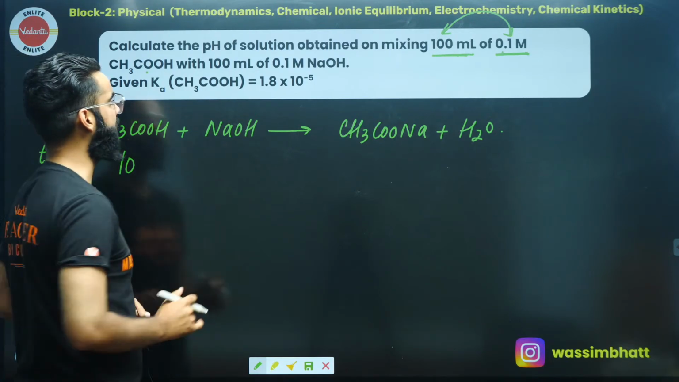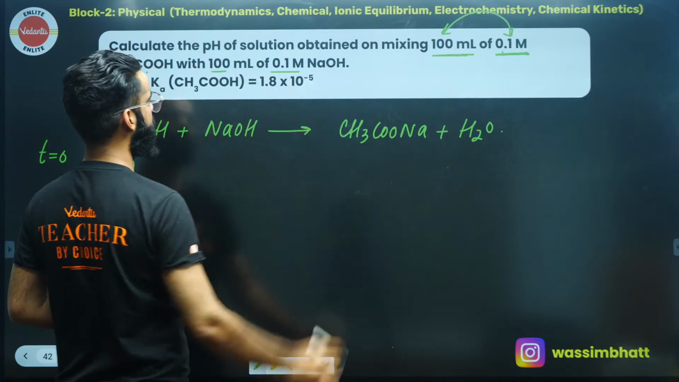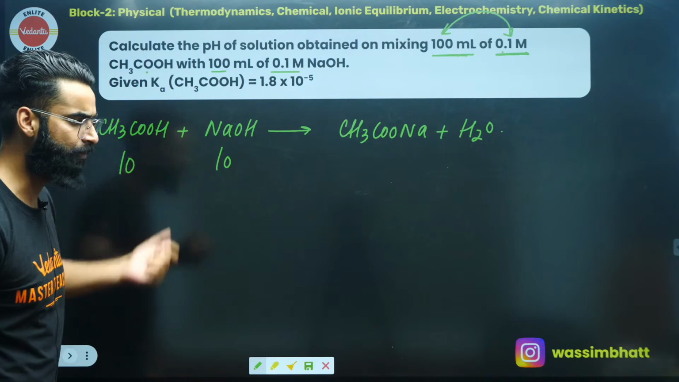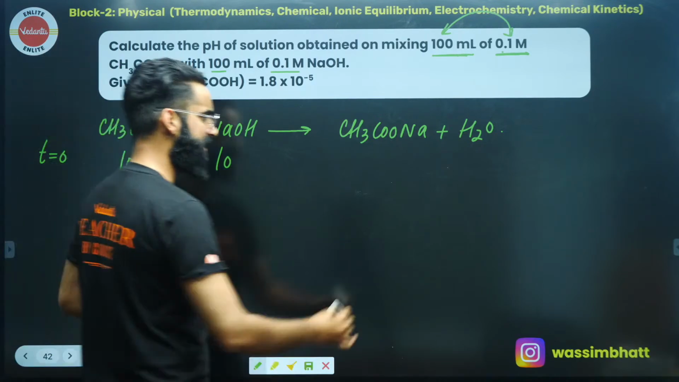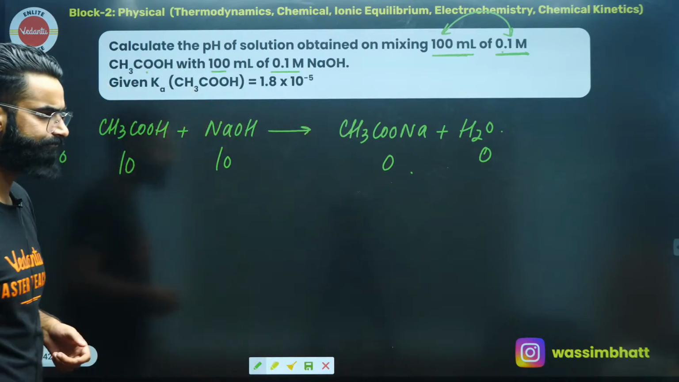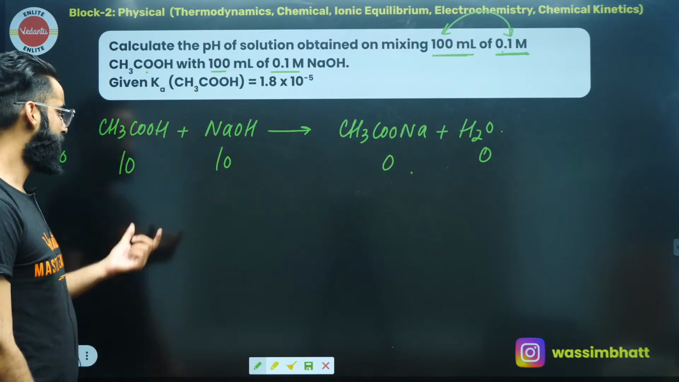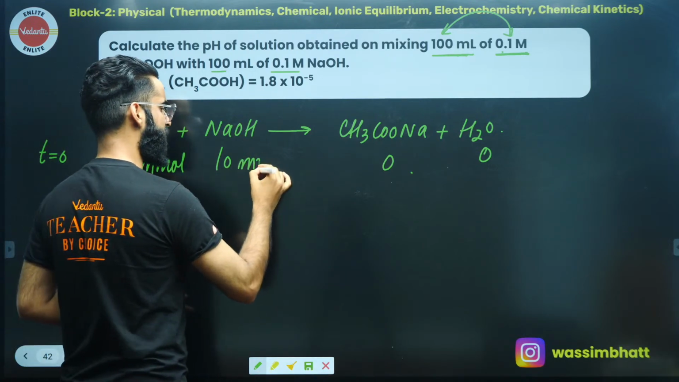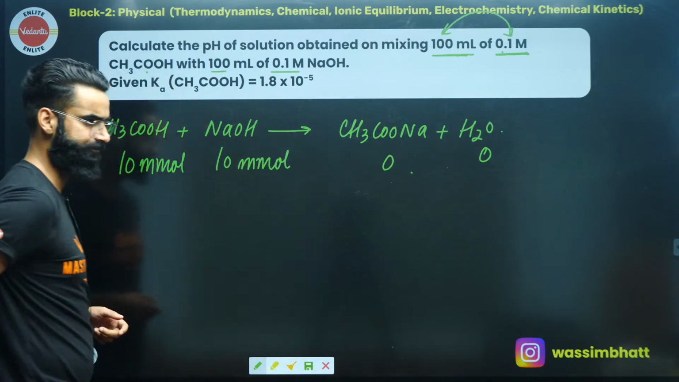Similarly, how many millimoles of NaOH are there? 100 multiplied by 0.1. How much does it come out to be? It again comes out to be 10. So again 10 millimoles of NaOH in the container. Since the reaction has not started, the salt and water are 0, right? Perfect. Now, these are the millimoles of acid and base present in the container at time t equal to 0.